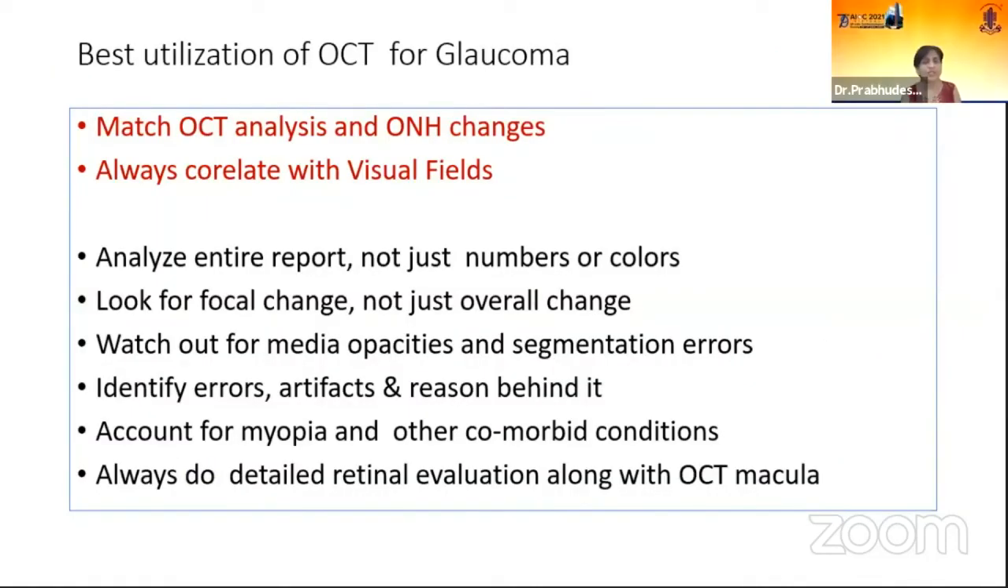So best utilization of OCT for glaucoma is when we match the OCT analysis and ONH changes and always correlate with visual fields. We have to analyze the entire report and not just numbers or colors. We have to look for focal change and not for overall change. Watch for media opacities and segmentation errors. Identify errors, artifacts, and reason behind these errors. Also account for myopia and other comorbid conditions. And always do a detailed retinal evaluation along with OCT macula.